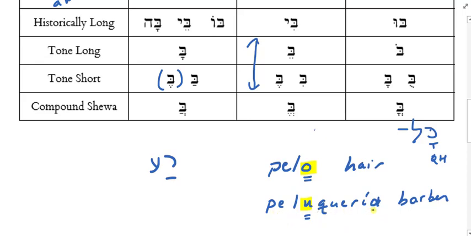So the word peluquería is a barber, a place where you get the haircut. All right, and notice that where I had an O in pelo, I have a U in peluquería. So this O and U sound sort of merging together in a language is not completely uncommon. All right, so anyhow, I hope that helps.